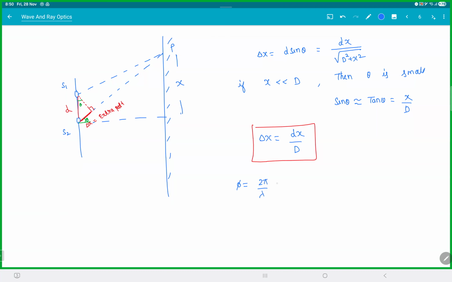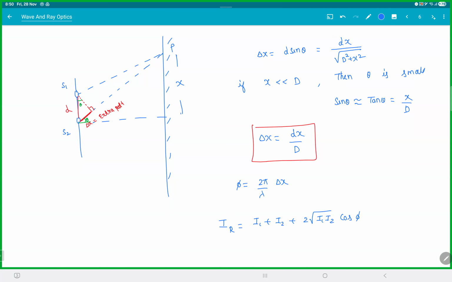Which formula you use for path difference depends on the value of x. Once you get the phase angle, the intensity will be I1 plus I2 plus 2 root I1 I2 cos phi if the intensities are not equal. These are literally everything in YDSE, isn't it? They can ask you the intensity, the path difference, and all this stuff.